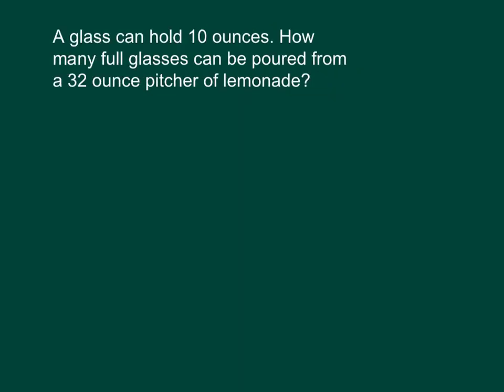Alright, so let's take a look at this example here. It says a glass can hold 10 ounces. How many full glasses can be poured from a 32-ounce pitcher of lemonade? So here's my pitcher of lemonade. There's 32 ounces in there. Here's a glass, okay, and inside that glass, the glass can hold 10 ounces. Alright, so I want to figure out how many full glasses can be poured from this 32-ounce pitcher of lemonade. And I know each glass can hold 10 ounces.